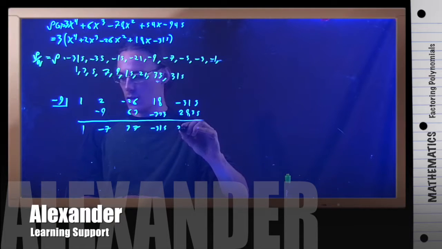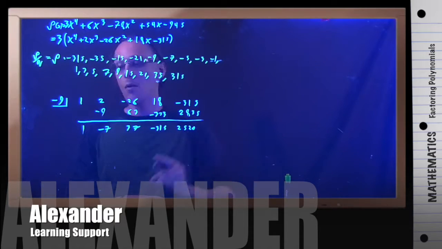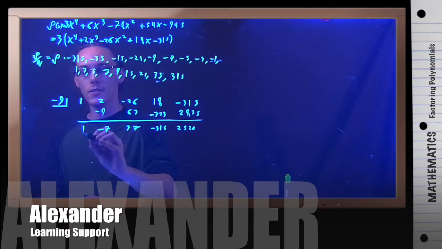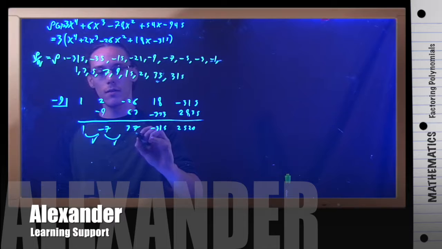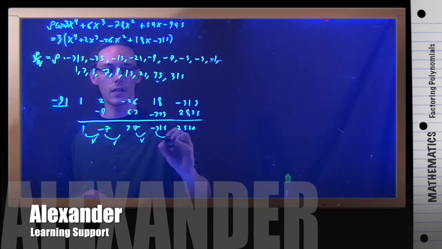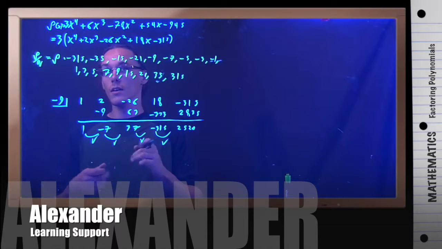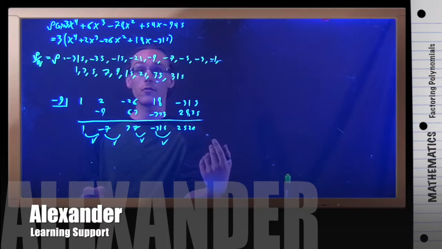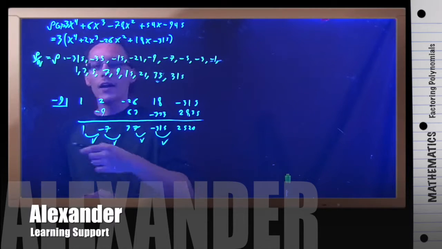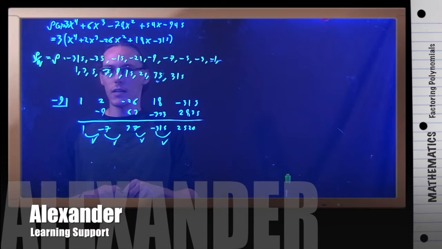I get 2,520. But what I'm concerned with is positive to negative, cool. Negative to positive, cool. Positive to negative, negative to positive, awesome. So since these signs alternate, notice this isn't a factor because I didn't get a remainder of 0. But I know that there's no number smaller than negative 9.